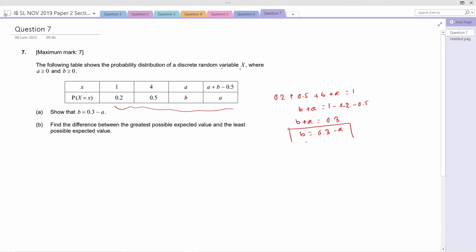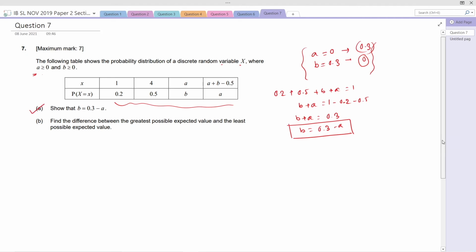For the second question, you can see that a is greater than or equal to 0 and b is greater than or equal to 0. So the value of a can be 0 and the value of a can be 0.3. If the value of a is 0, then the value of b will be 0.3, and when the value of a is 0.3, the value of b will be 0. So in between all the values will be there. Using this criteria, I have constructed this table. See the table, the value of a and value of b.